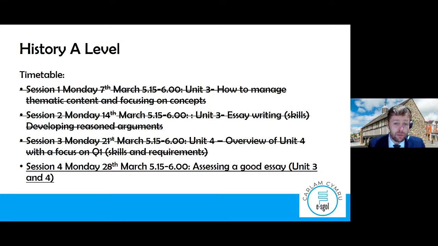So what I said at Unit 3 in terms of essay writing, what I'm going to say today, I'm going to use an example from Unit 3, but nonetheless, these apply to your essays across both Unit 3 and Unit 4 as well. What makes a good essay makes a good essay. Doesn't matter if it's Unit 4, doesn't matter if it's Unit 3.